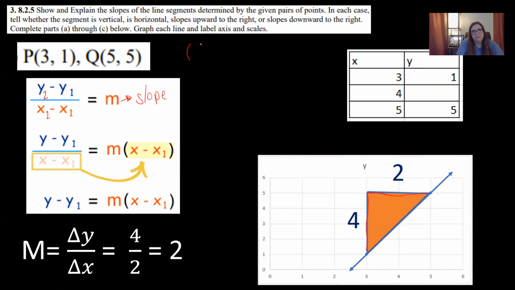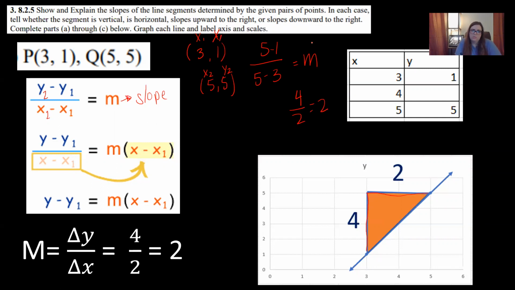We have points (3, 1) and (5, 5). And this is x1, y1 and x2, y2. So now we're going to do the formula, y2 minus y1, which is 5 minus 1, over 5 minus 3, which is x2 minus x1, equals m, the slope, and we're going to get 4 over 2, and 4 over 2 equals 2.